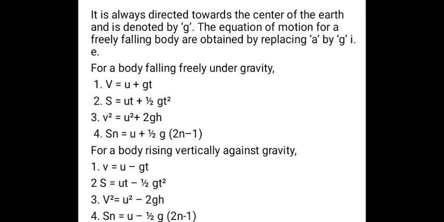And the last equation: the distance Sn you can find using the formula Sn is equal to u plus half a into 2n minus 1. There a is replaced by minus g, so Sn is equal to u minus half g into 2n minus 1. So these are all about motion in one dimension.